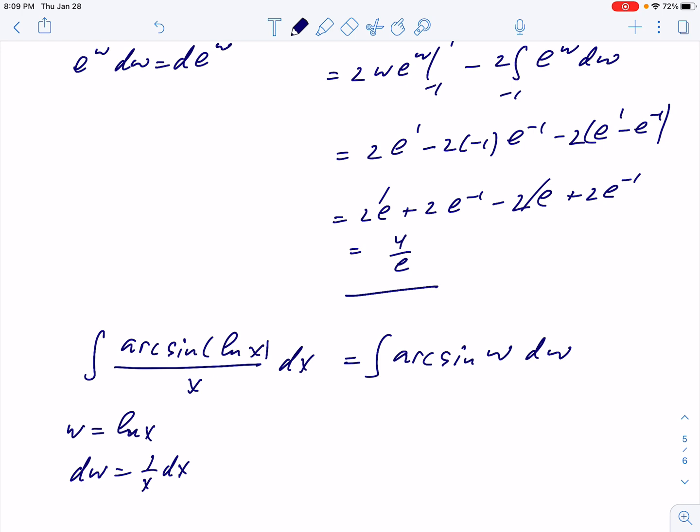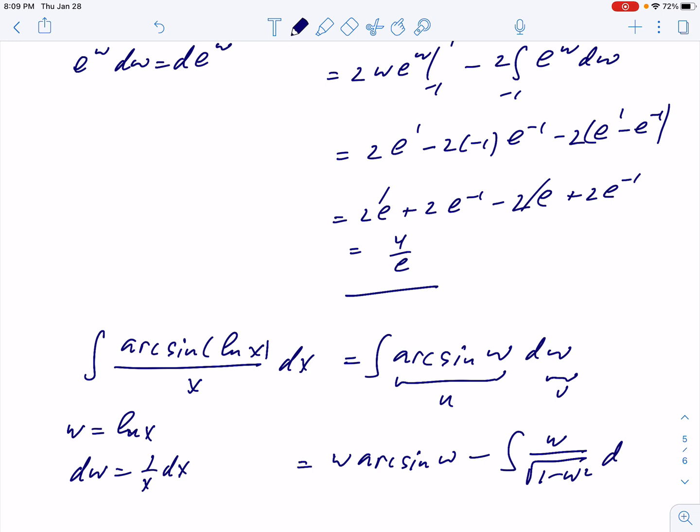And then we use again the formula u dv. So this will be function u, and this is v. Integral u dv is uv minus integral v du. So I'm going uv: w arc sine w, minus integral v du. So w, and the derivative of the arc sine will be 1 over root 1 minus w squared, dw.